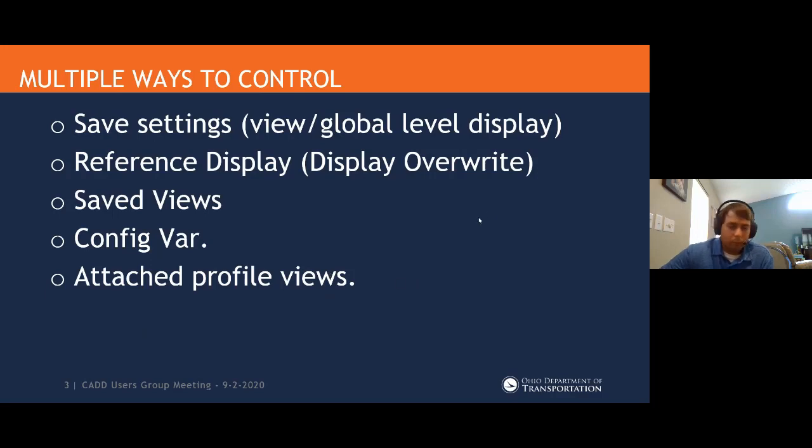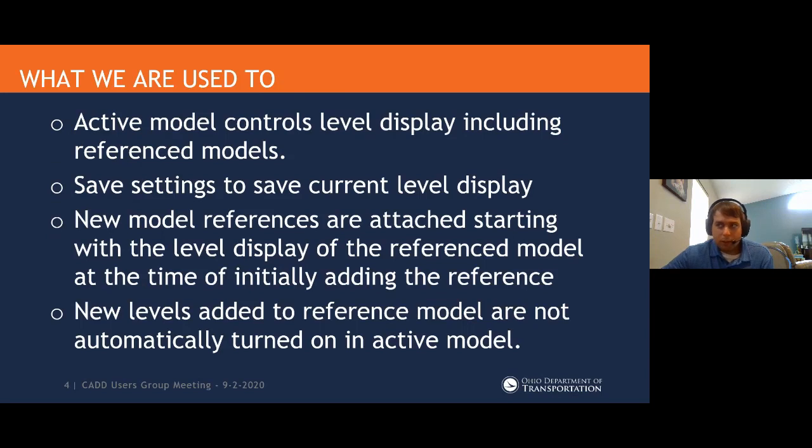So first, let's start off with what we're used to, what our standards have always done. The active model is pretty much always controlled level display, and that includes reference models. So if you needed to save the way the levels displayed, you would go to that file, turn levels on and off, save settings, right? That's what we were used to.